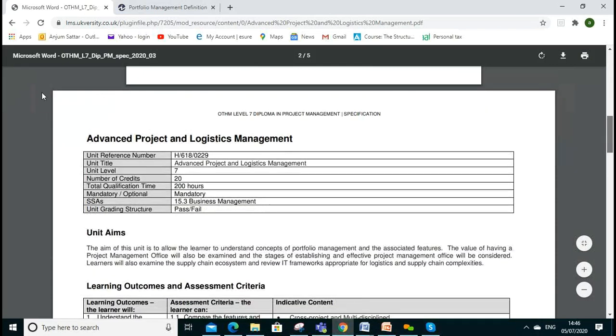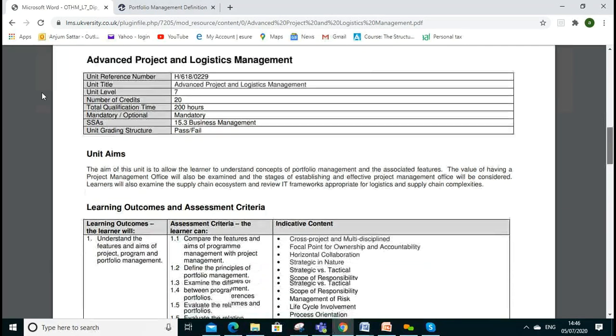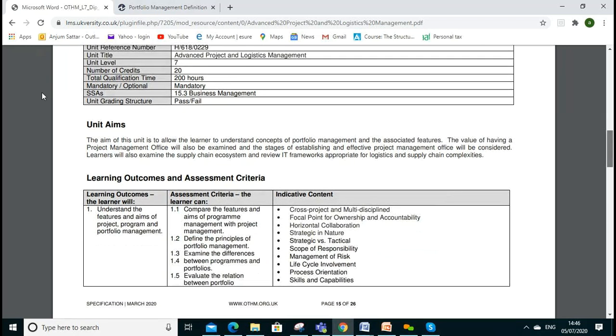Before starting this lesson, we'll look at the indicative content for this unit, what we're supposed to learn, and how many learning outcomes we have. This unit is Advanced Project and Logistic Management. It is 20 credits and mandatory. The aim of this unit is to allow learners to understand the concept of portfolio management and associated features, the value of having a project management office, and the stages of establishing an effective project management office. I'll show you some points of MS Project as well.